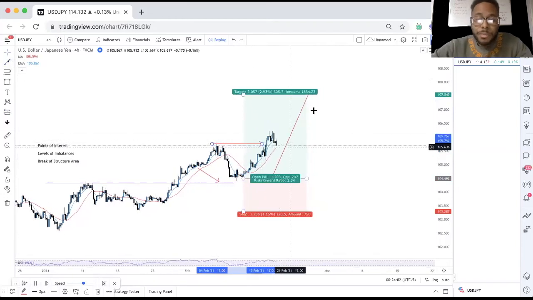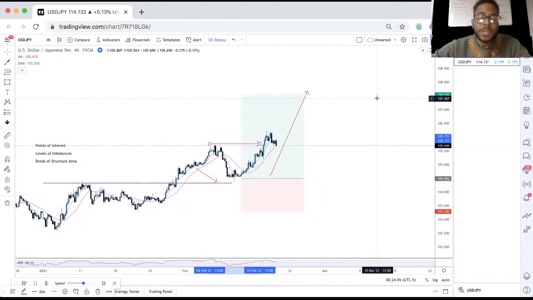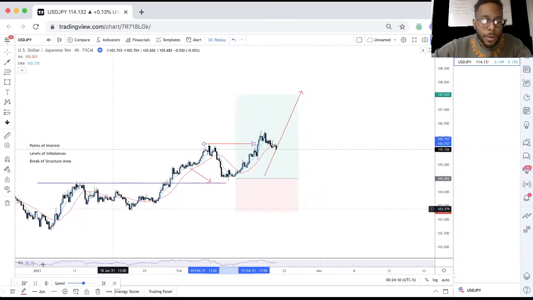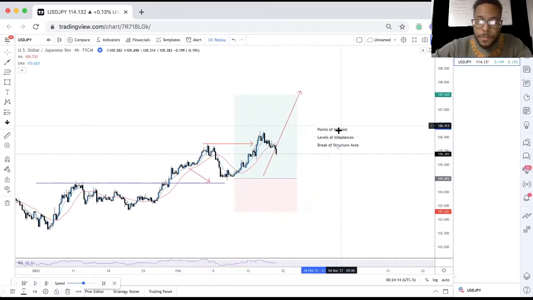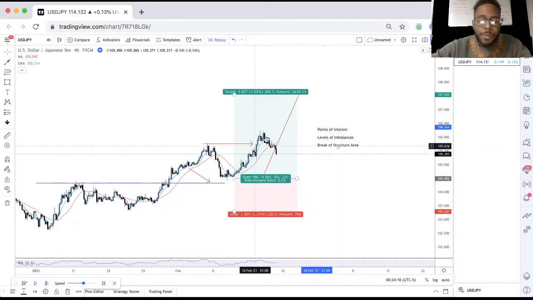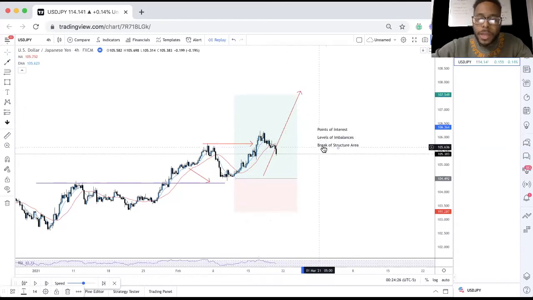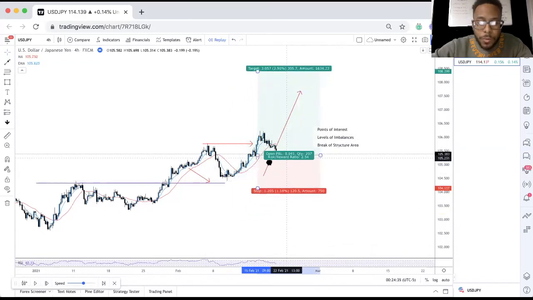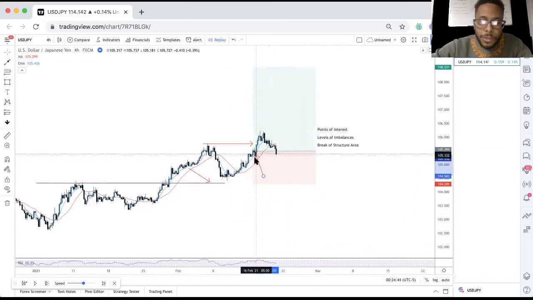So as price breaks new structure, what I want to be able to do is start to look for those areas that we mentioned before. We want to be able to look for either points of interest, levels of imbalance, or break of structure area. Since price did break structure here, but it didn't really cleanly do it and it didn't follow through too much, I won't be looking at break of structure area. I will most likely be looking at points of interest or levels of imbalances that are going to come into play, right?